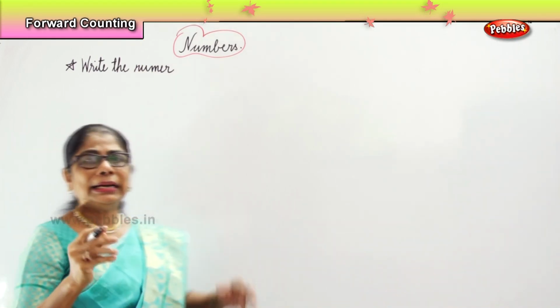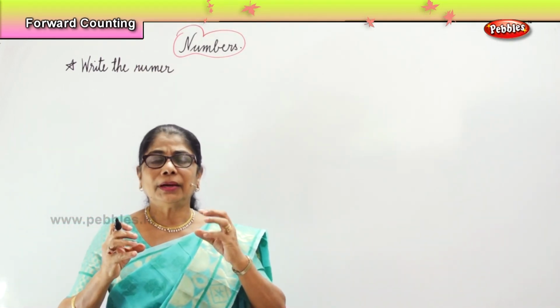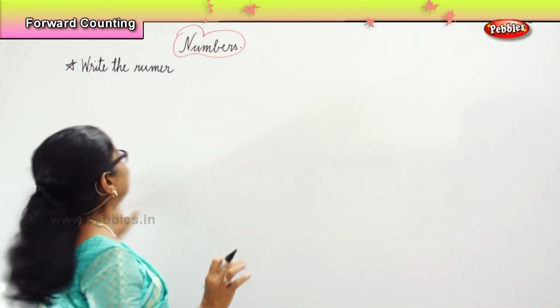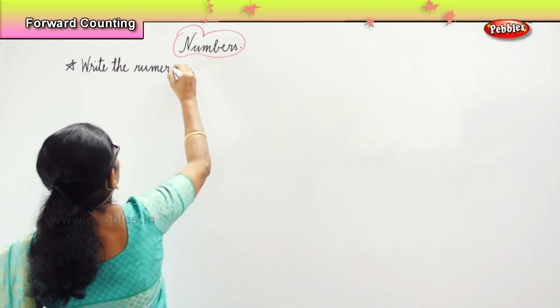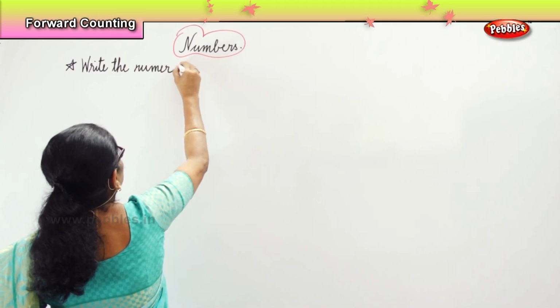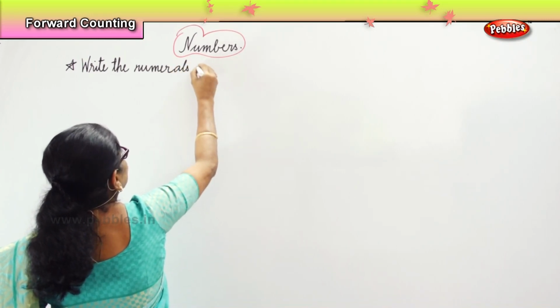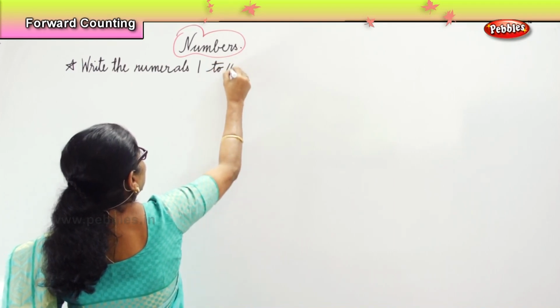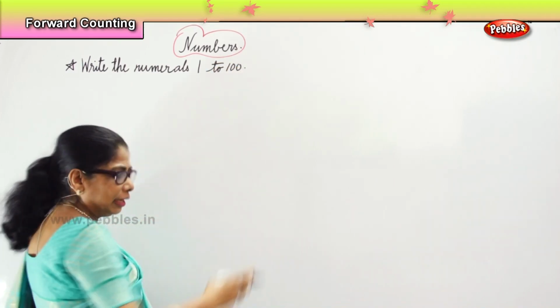When you say numeral, it is numbers. When you say number names, the numeral and its name. So write the numerals. Numerals 1 to 100. What is the meaning of that?